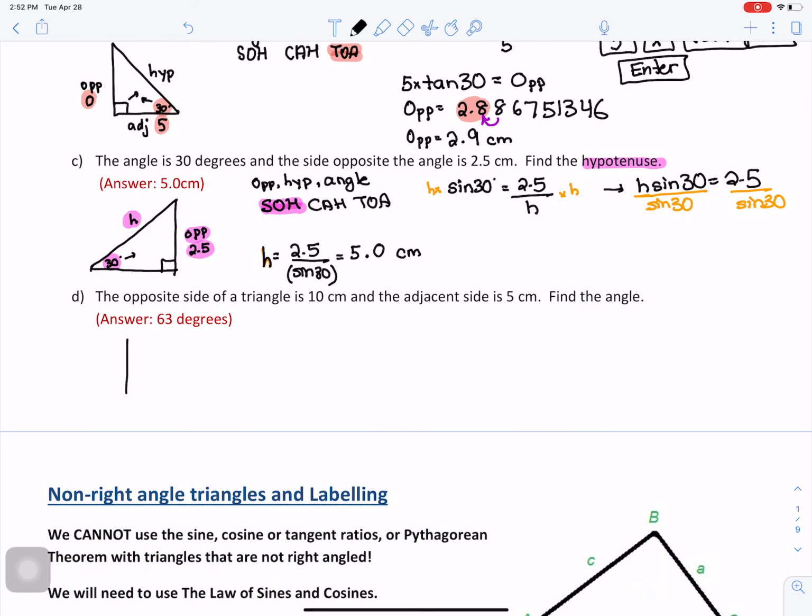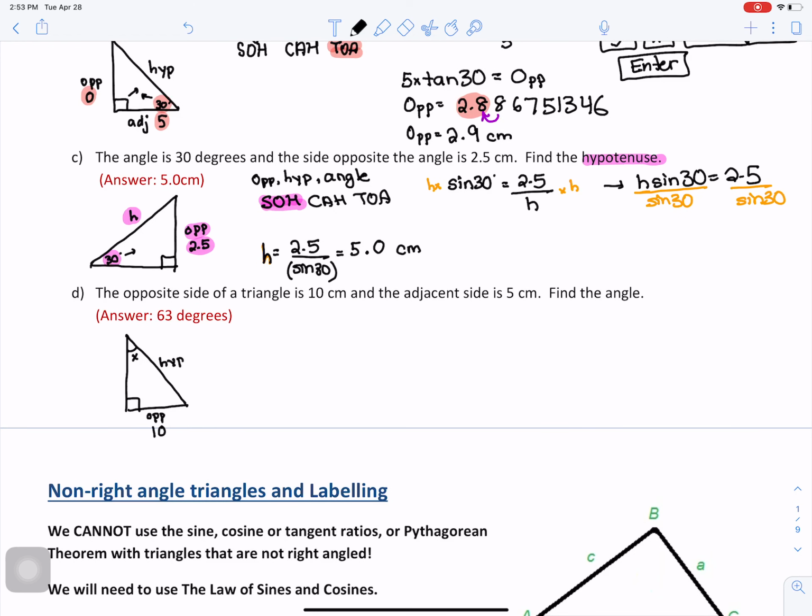Okay, let's try one last example. The opposite side of a triangle is 10 and the adjacent is 5. Find the angle. This time I'm just going to randomly throw the angle up here to show you it doesn't matter. So that angle is there. The opposite side of that triangle is down here because it's directly across from it. The hypotenuse is directly across from the little square, and the adjacent is the side that's left over, and the adjacent is 5. So I'm interested in the angle.